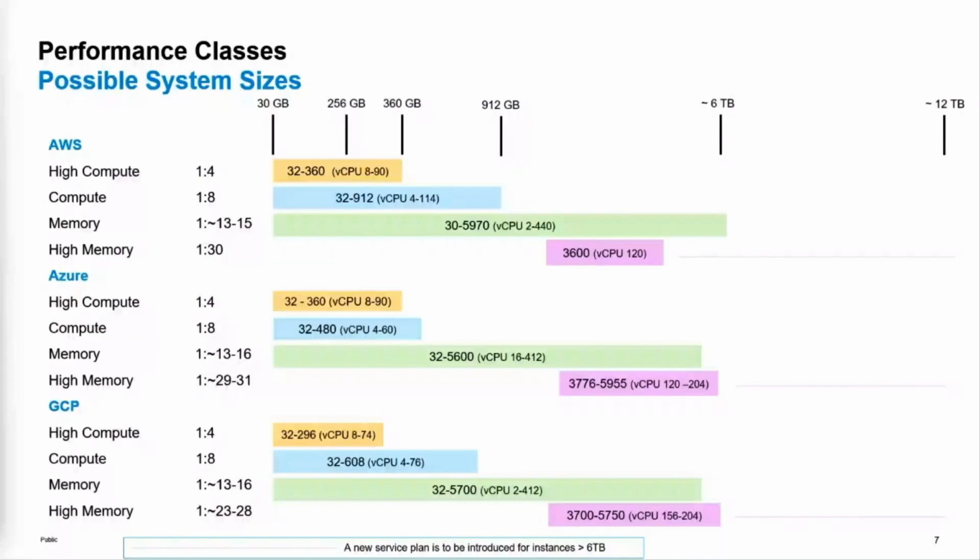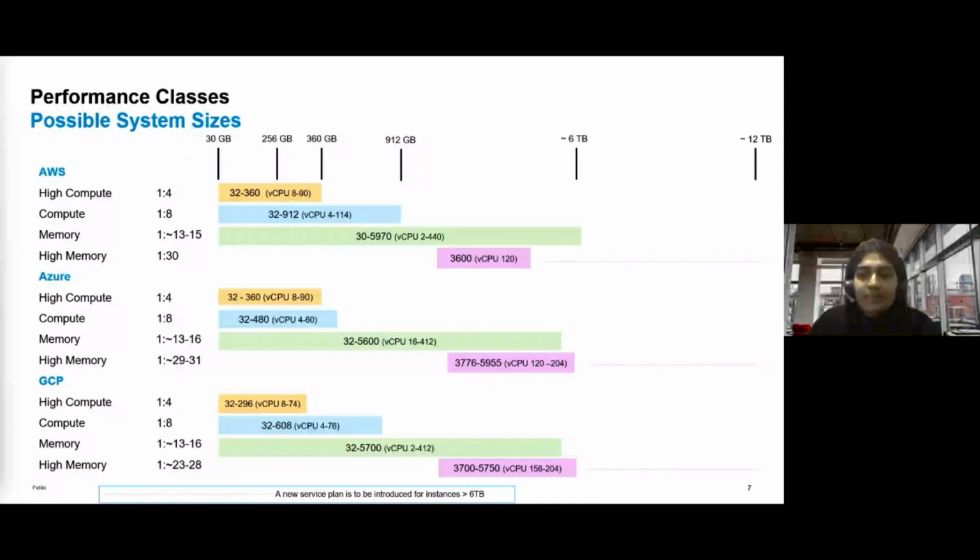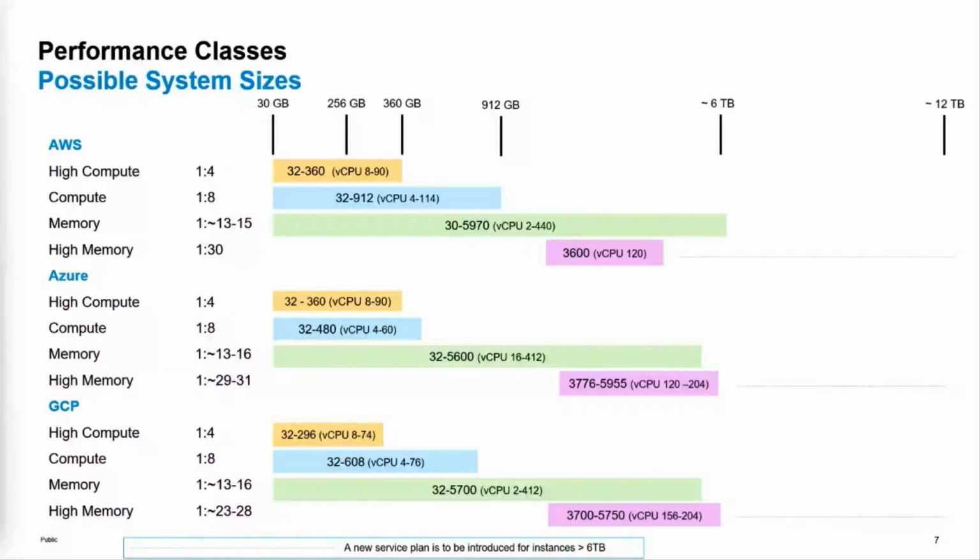So here you can see the illustration of the minimum and maximum memory and CPU ranges per hyperscaler. So for instance, in the AWS landscape, you can see the high compute, which is the 1 to 4 core to memory ratio. It has a minimum and maximum vCPU range of 8 to 90 CPUs and a memory range of 32 to 360 GB, which fulfills the 1 to 4 high compute ratio. And similarly, we can see this for all the other performance classes and in each of the hyperscalers, like Azure and Google.